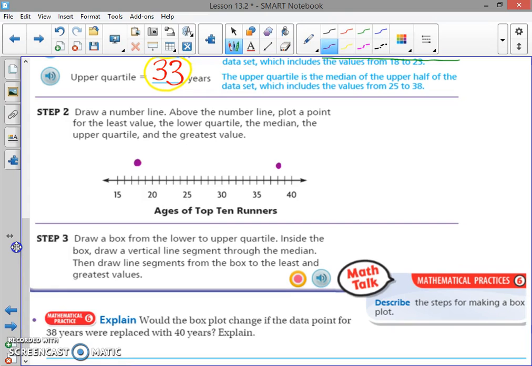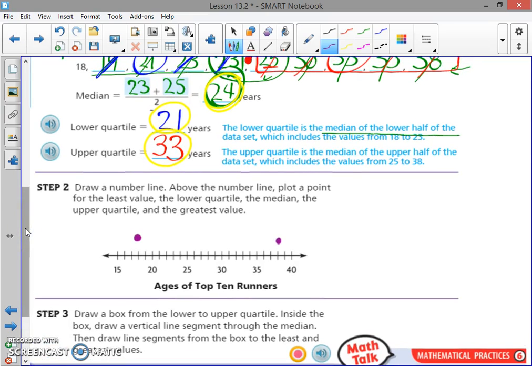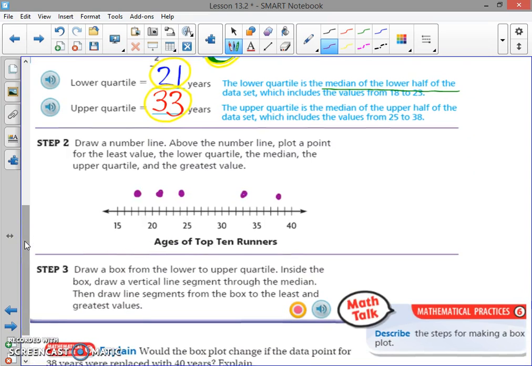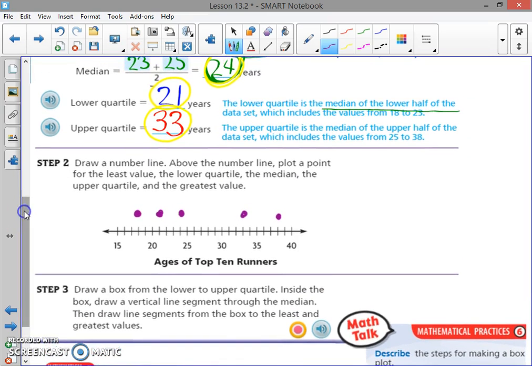Then we have our median, which is 24. We have our lower quartile, which is 21. We have our upper quartile, which is 33. Do we have our 5 dots plotted? Yes, we do. So remember, the median, which was 24, gets a line through it.